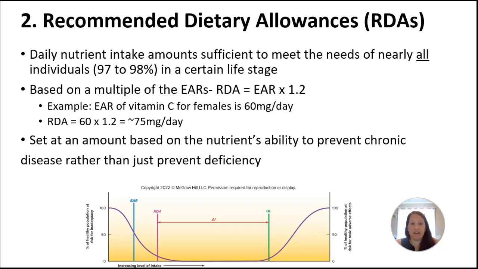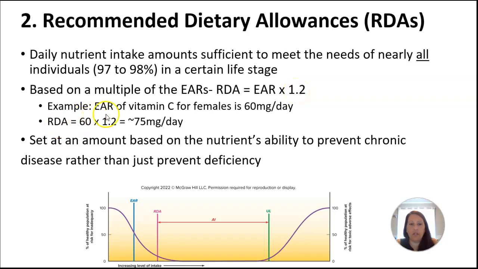How is this number figured out? You're not going to have to calculate this, but just so that you know, it's based on a multiple of the first standard, the EAR. Here's the equation. So the RDA, so again, recommended dietary allowance, is equal to the EAR times 1.2.